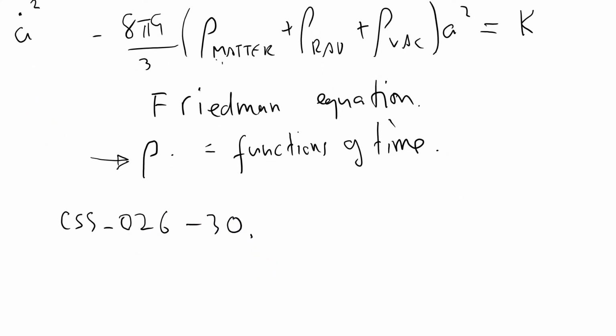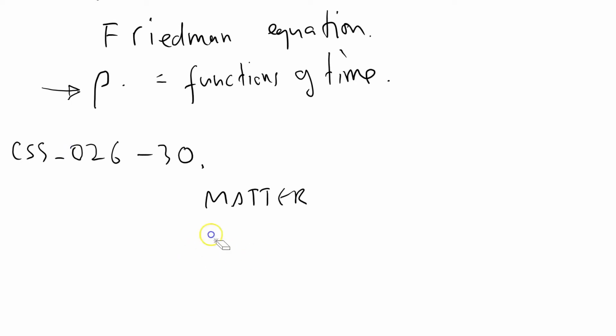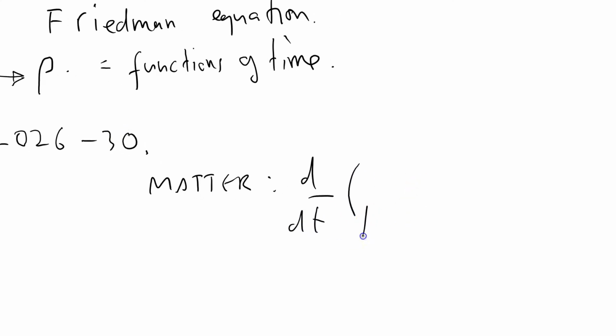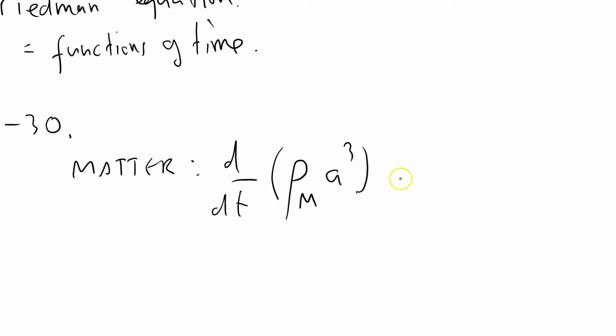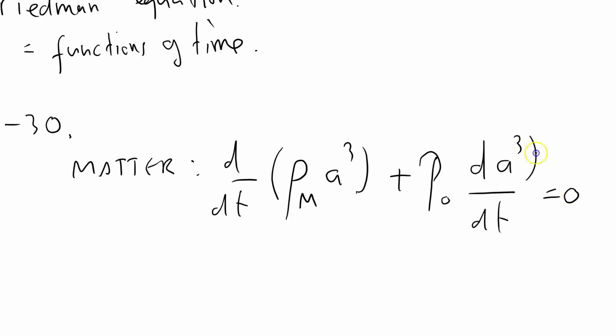And what we saw there is we had two equations of state, one for matter, which is this term here, and one for radiation. So I'll do the matter one first. What did that say? That said that d by dt of rho matter, I'll just use an m, a cubed, plus pressure term d of a cubed by dt equals 0.